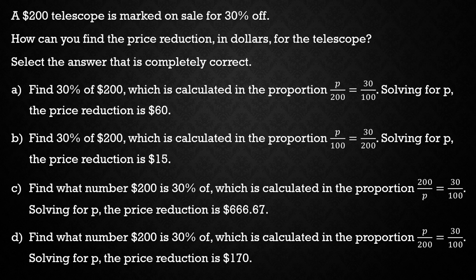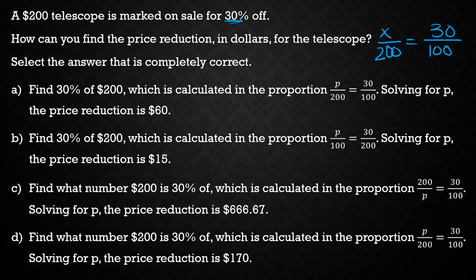I know that the total price of the telescope is $200. So the whole price that I would pay for a telescope if it wasn't on sale is going to be $200. I'm going to have some percent over 100. Here is my 30%, so 30 is going to go up top, and I don't know what X is. X is actually going to tell me how much money I'd be saving.